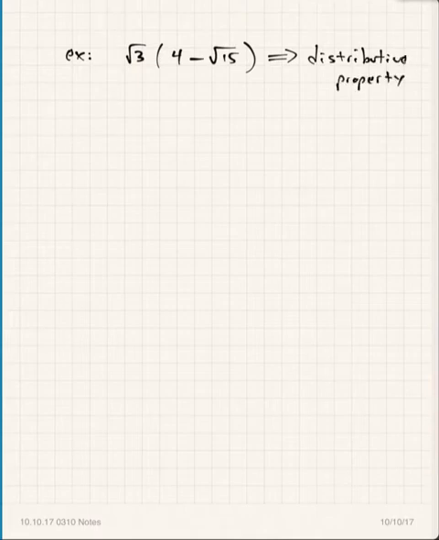And so we take the square root of 3 and we multiply it by 4, and we take the square root of 3 and we multiply it by the square root of 15. Now the square root of 3 times 4, well, the 4 is not a square root. So there's nothing I can do there. All I can do is write that as 4 times the square root of 3. But the square root of 3 times the square root of 15, those are both square roots, and so I can multiply those, and I get the square root of 45.